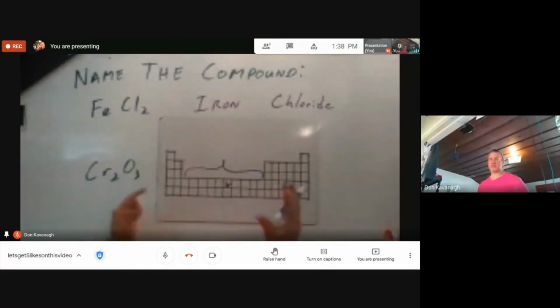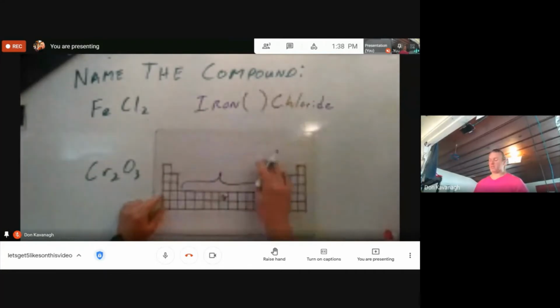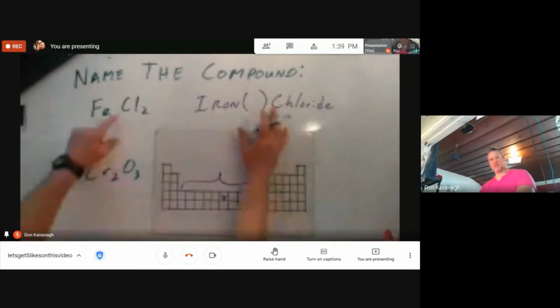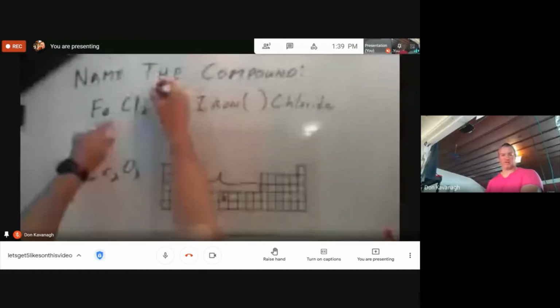So we need to tell the reader what the charge of iron is in our naming system. Now, we tell the charge of that metal by using Roman numerals in between right here. So let's look at this right here. What is the charge of this iron atom? This chlorine has combined with the iron atom, and overall they have a charge of 0.